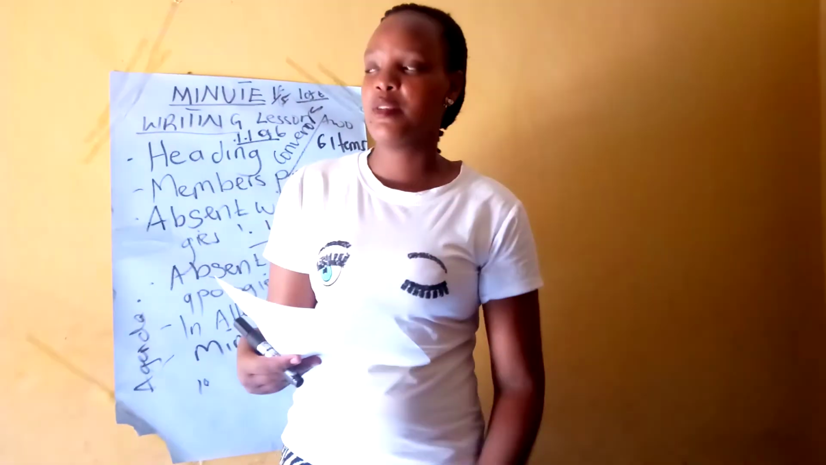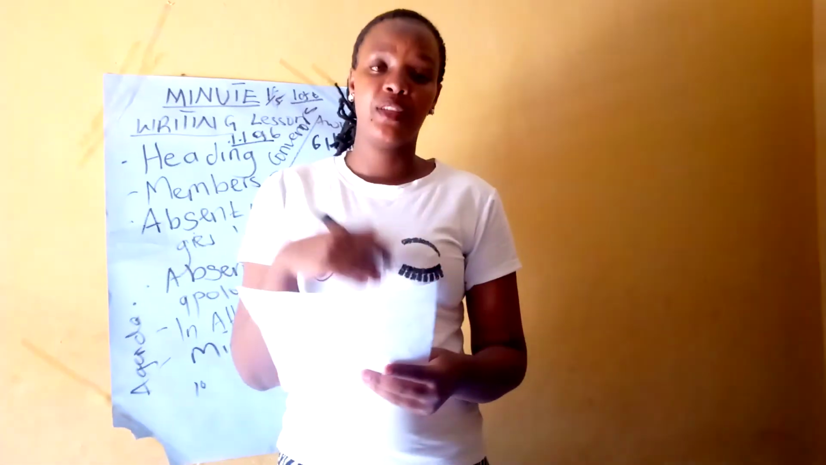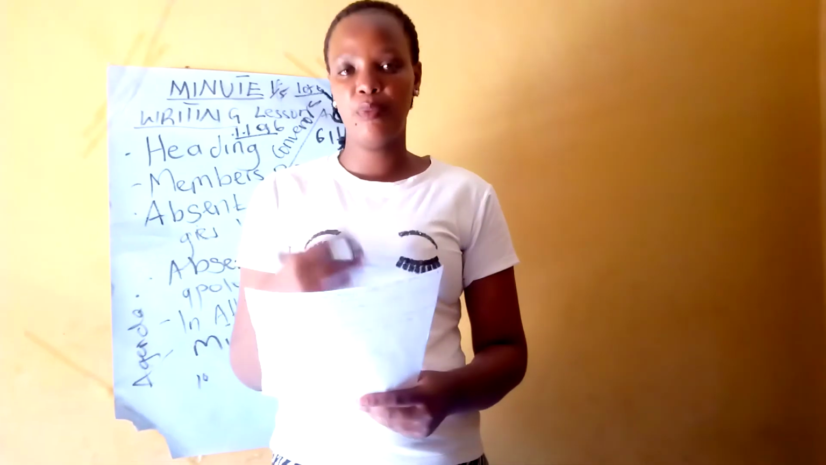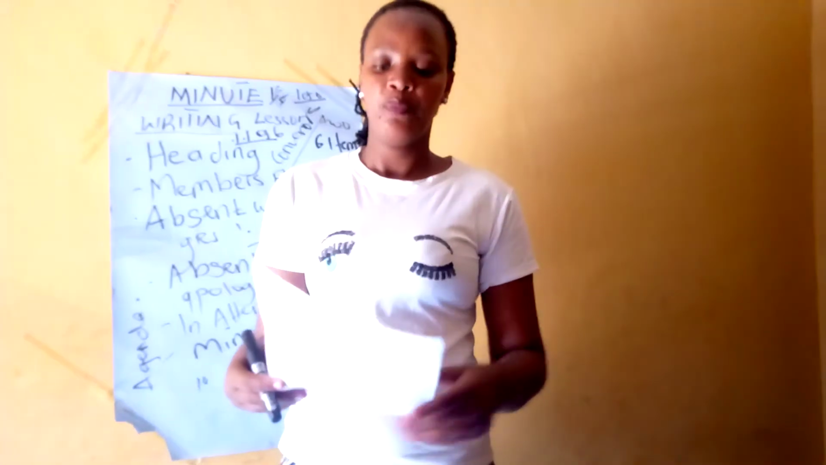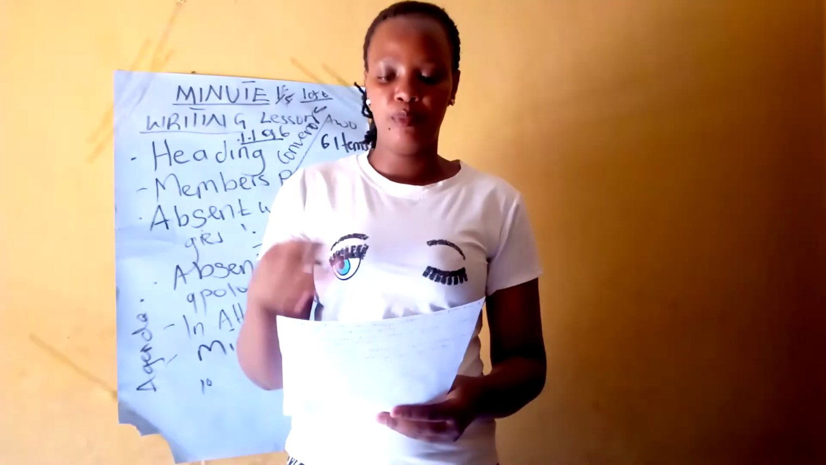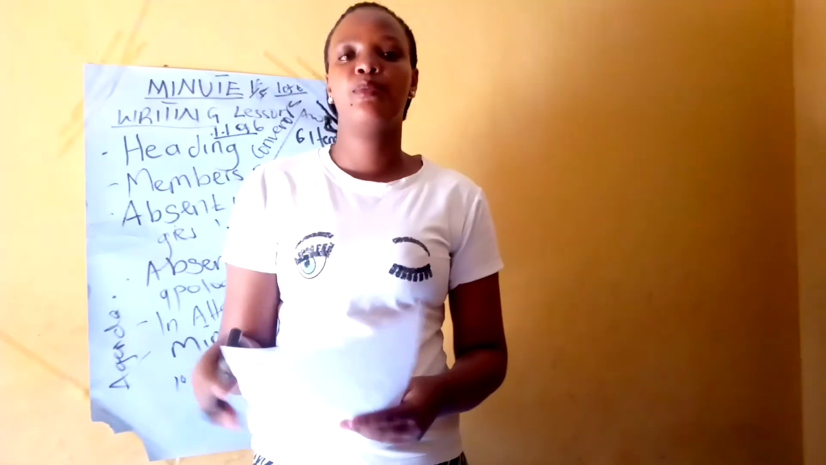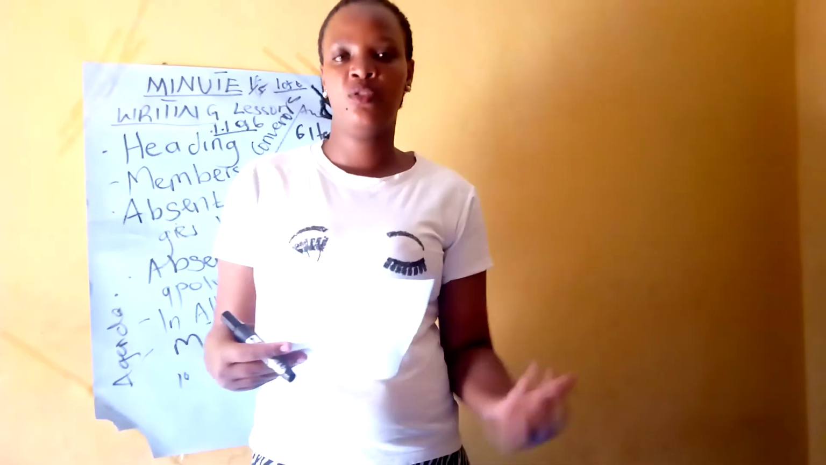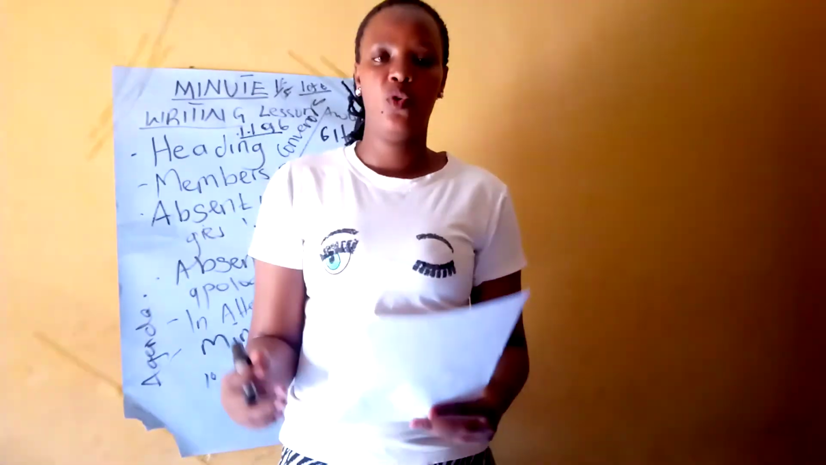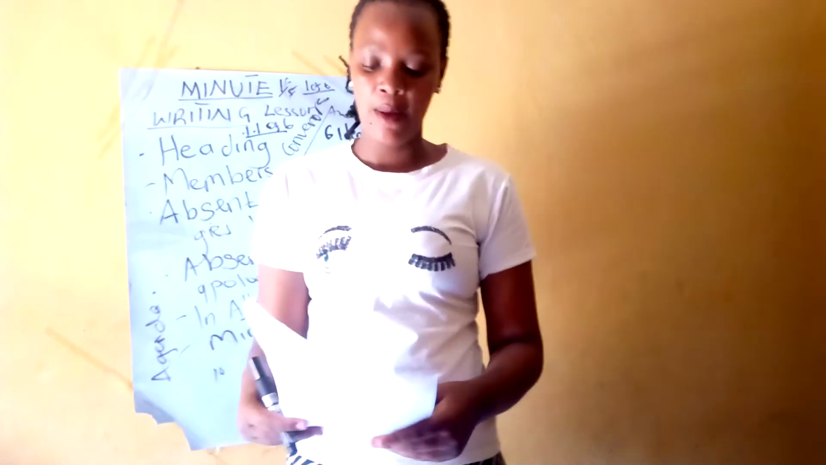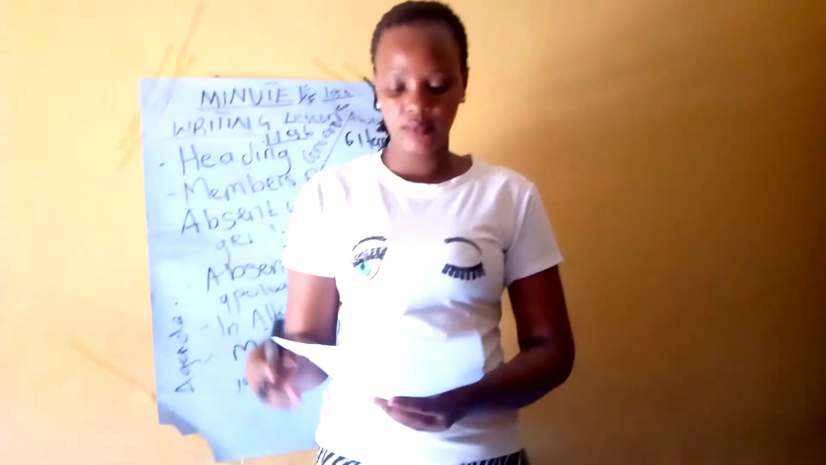Then for the members absent, I said you go to absent with apologies, where you write people who have not come but have contacted you, told you why they have not come, or have apologized for the absence. And then from there you go to members absent without apologies. These people have not attended and have not contacted you to tell you why. Then from there we went to in attendance. I said in attendance you write the guests or the people who have also come for the meeting. Then you write the agenda.